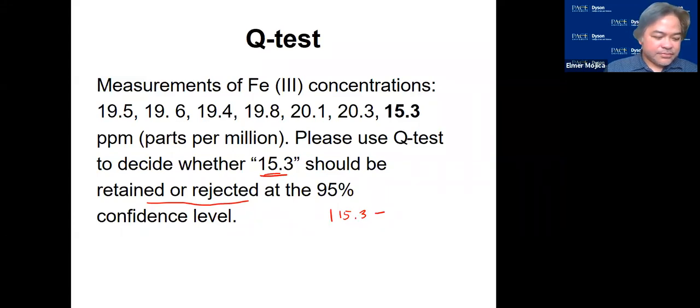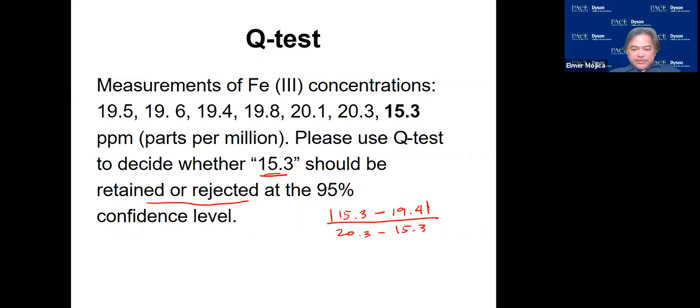19 point. What do we have as the closest here? 15.3 minus 19.4, right? Over 20.3 minus 15.3. So what do you get? This is 5. The one that you have here, since we take the absolute value, is 15.3 minus 19.4. So that's 4.1. So 4.1 divided by 5, we have 0.82.